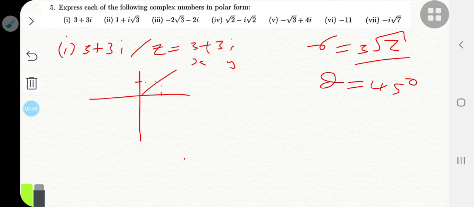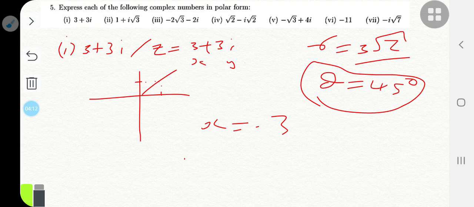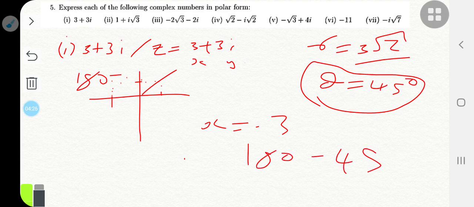Since they are meeting in the first quadrant, that implies the angle we have found is the true angle to use. But say for instance x was equal to negative 3, they would have met in the second quadrant, and in the second quadrant I would have said 180 minus 45. But that's not the case: my x is positive and my y is positive, lying in the first quadrant, so the angle I found is the actual angle to use.